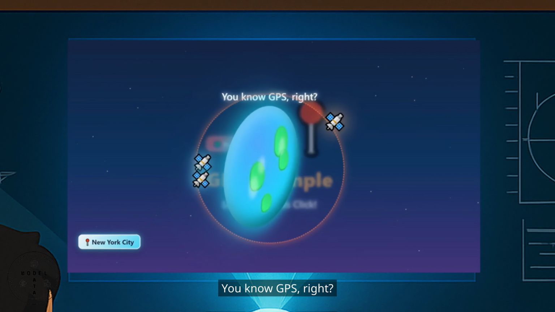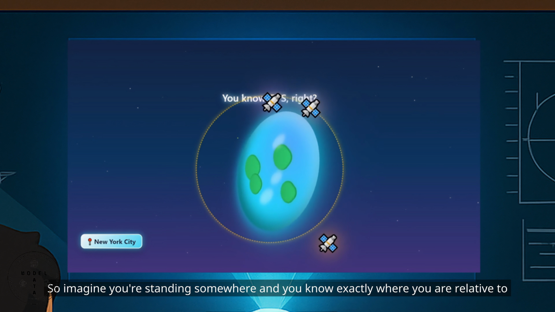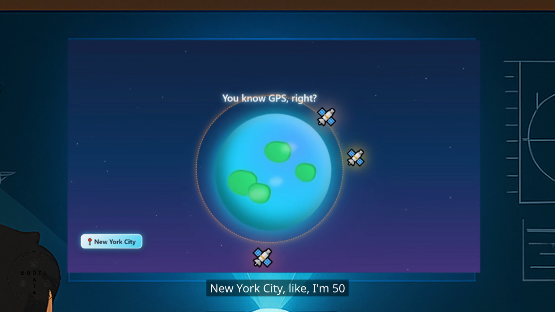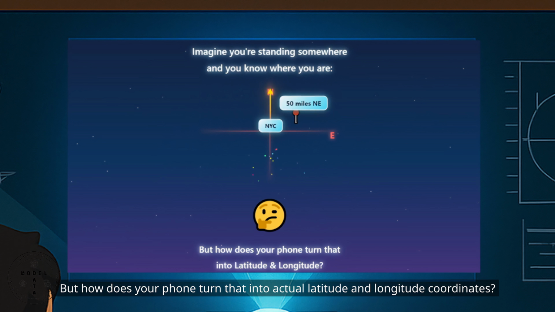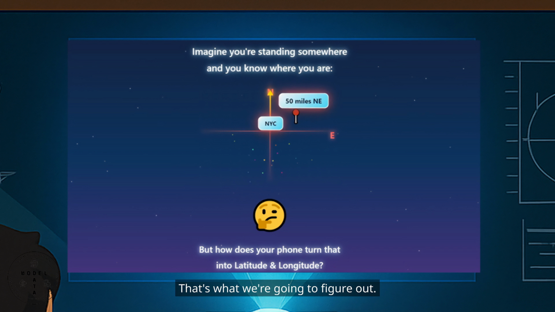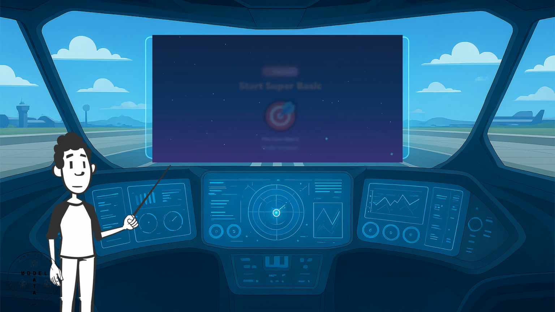You know GPS, right? So imagine you're standing somewhere and you know exactly where you are relative to New York City, like, I'm 50 miles northeast. But how does your phone turn that into actual latitude and longitude coordinates? That's what we're gonna figure out. Okay, I love that example.